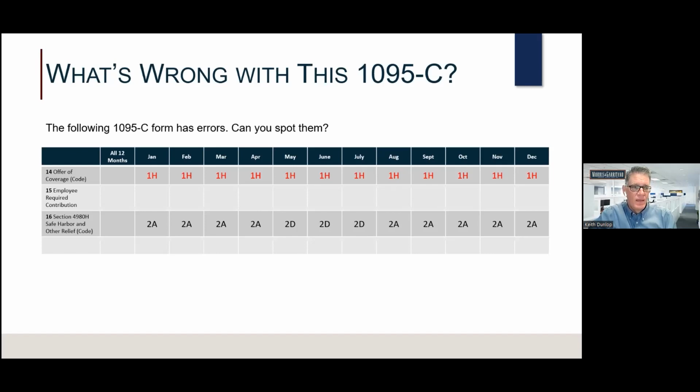However, ineligible employees do not receive 1095s. So if you ever see your 1095s with 1H all the way across the board for the entire year, you need to alert your vendor not to send this form because this is an ineligible employee. I have seen the IRS propose penalties on employers on ineligible employees because they allowed forms like this to be sent to the IRS. So be watchful of this.